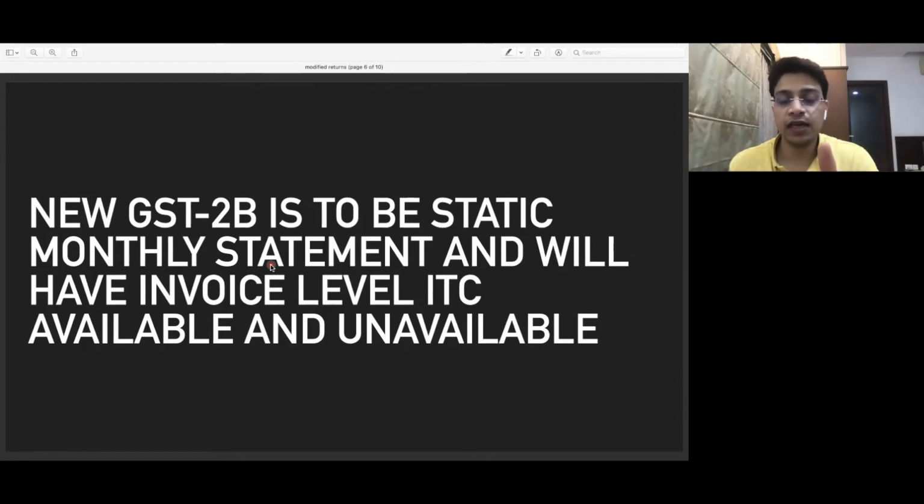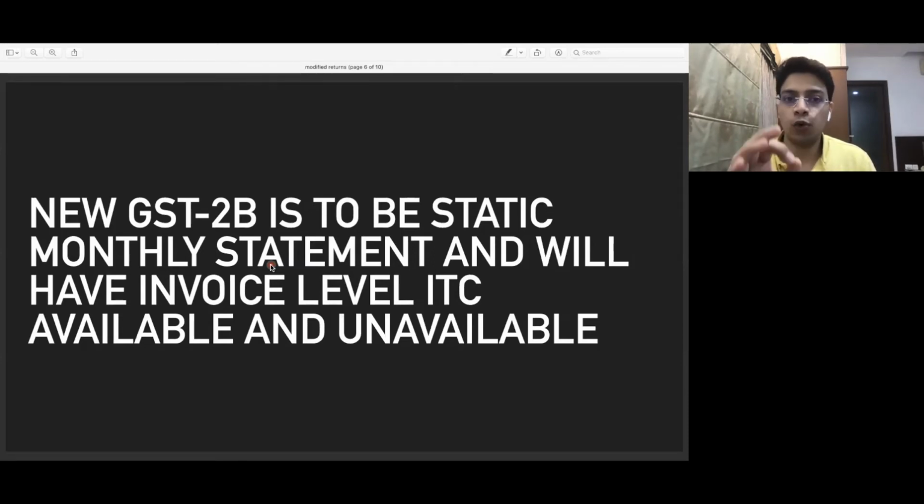So in the first slide, we were talking about the auto-population of data of outward supplies from GSTR 1 to GSTR 3B. Now we are talking about the auto-population of data of input tax credit from GSTR 2A to GSTR 2B, from 2B to GSTR 3B directly. So GSTR 2B is to be a static statement where the data will flow to GSTR 3B.